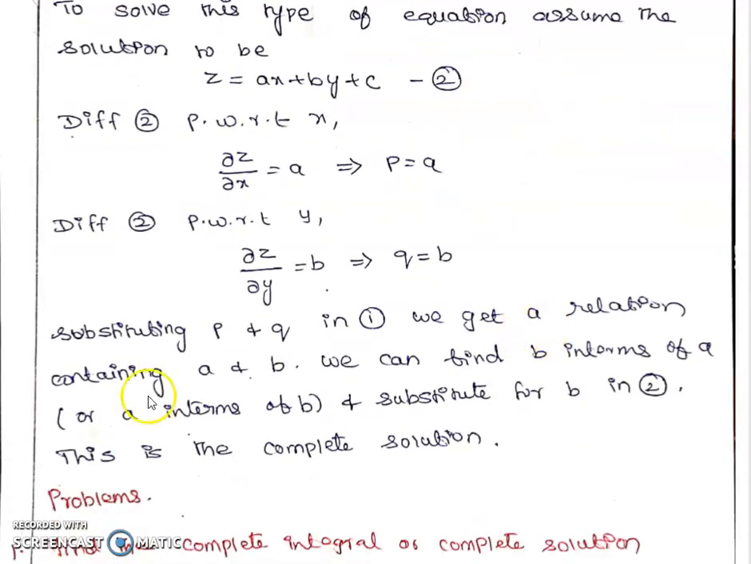So we get a relation containing a and b. We can find b in terms of a or a in terms of b. From that equation we have only a and b, so we can find either the a value or the b value. If you find the a value or b value, substitute it in the assumed solution, and we get the complete solution.